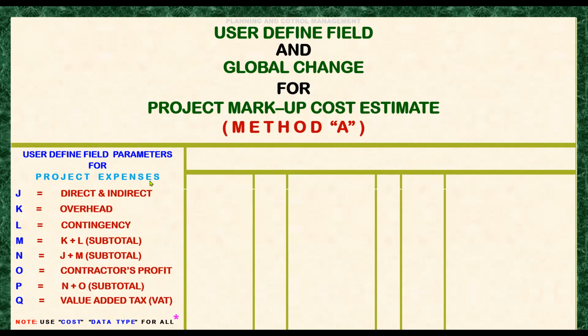So we will be defining this into our user-defined field parameters, I mean, a user-defined field in Primavera P6 to be used for the formula in calculating using the global changes. So, okay, the note here: we have to use the cost data type for all.